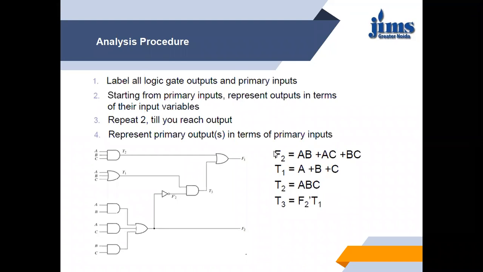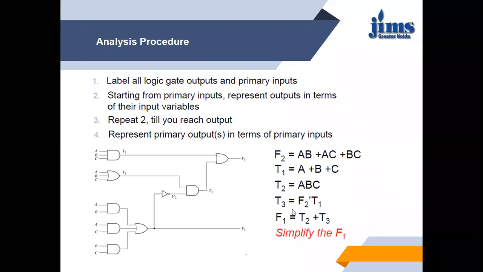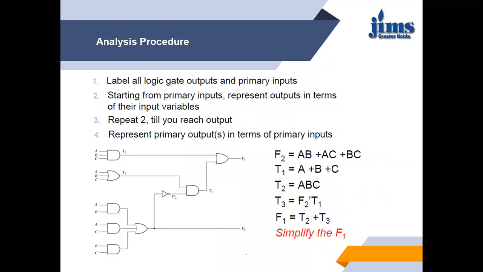So this is your F2. We have to find its complement and AND it with T1. So we will get the value of T3. And F1 is nothing but T2 or T1. So F1 is T2 or T1. So in the expression of T3, we have to put the value of T1, then solve it with the help of Boolean algebra. Now put the values of T2 and T3 in F1, and we can simplify the value of F1 in terms of A, B, C. So this is the analysis process.